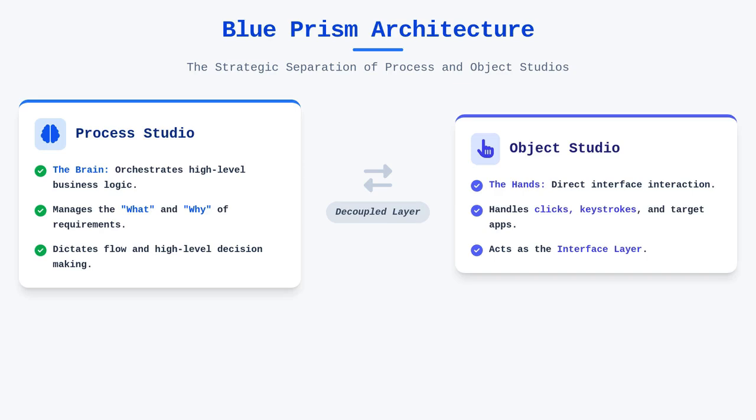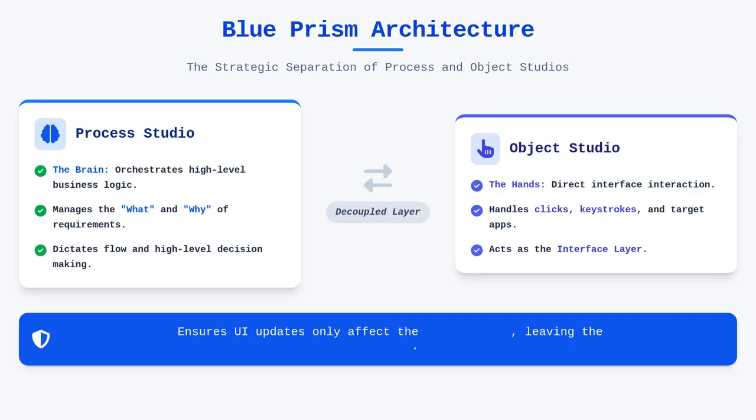Think of Process Studio as the brain that manages the what and why of a business requirement, while Object Studio acts as the hands, performing the exact mouse clicks and keystrokes required to manipulate a specific interface. By strictly segregating these two concerns, you ensure that any change in the user interface or application structure is confined to the business object layer, leaving your process logic completely untouched and stable. This is a design pattern that pays dividends when your target application inevitably receives a version update or a UI overhaul.